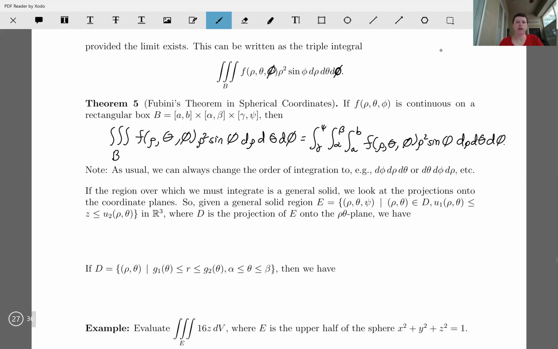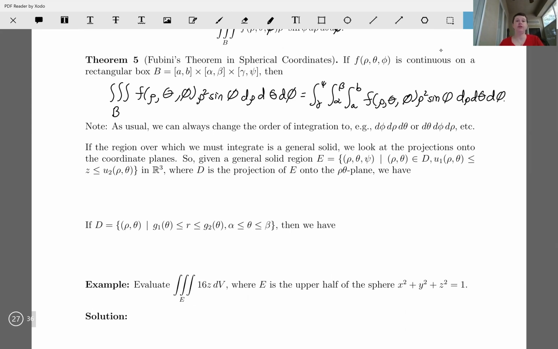As usual, we can always change the order of integration. You know the drill on that by now. For example, we can do d phi, d rho, d theta, or we can do d theta, d rho, d phi, et cetera, et cetera.